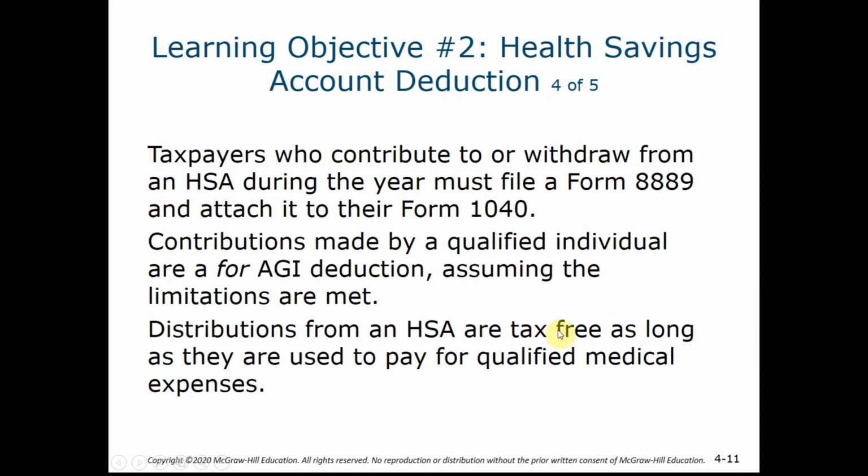Taxpayers who contribute to or withdraw from an HSA during the year have to file Form 8889 attached to the 1040. And again, this is a great benefit to taxpayers because it's a for AGI deduction, which means it reduces AGI, and that's what we want. Because as I said earlier, that AGI number is important for determining subsequent deductions as well as credits.